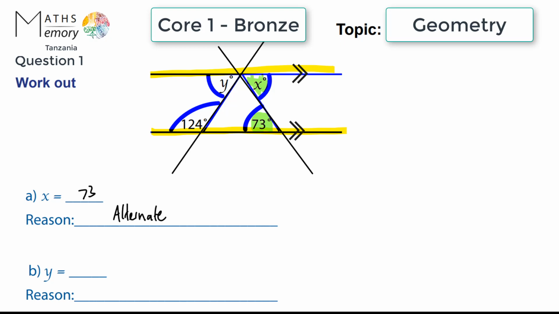Angle Y. So if Y is over here, well, 124. If this is 124 over here, again, we could say that this angle here, they're both supplementary. They both add up to 180. So 180 take away 124 rather, this will give us 56. That is your answer, 56. And the reason why, simply state what it is: supplementary.